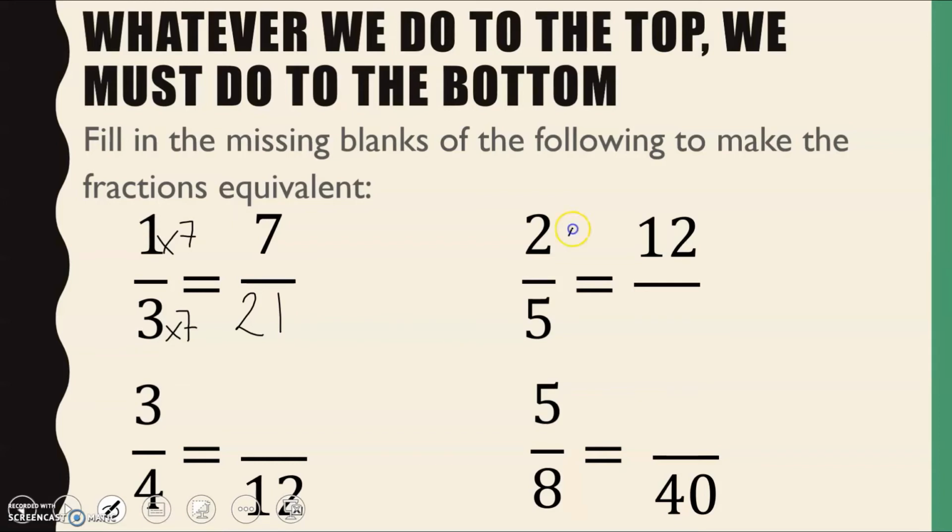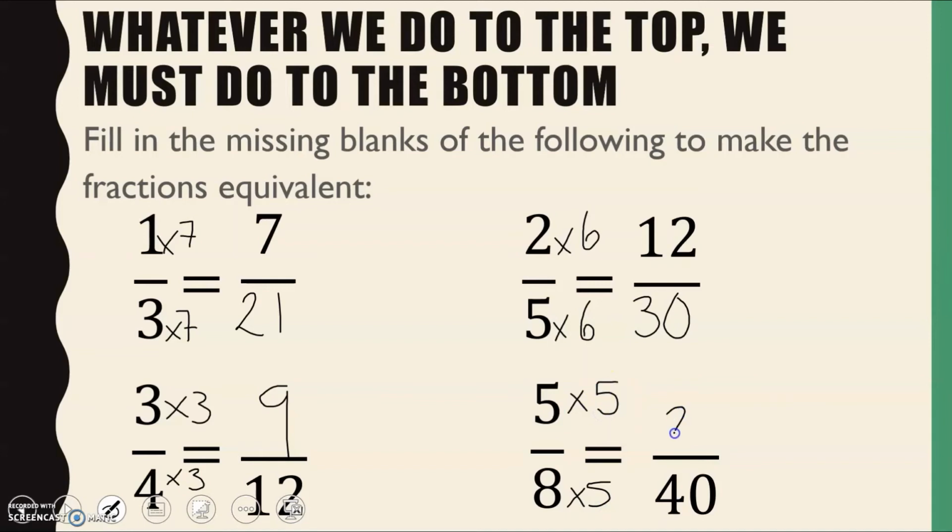For 2 to 12, I would need to multiply by 6. So I need to multiply by 6 in the bottom, and 5 6s are 30. My menu's a bit in the way at the bottom there, but 3/4 is equal to something over 12. Well, I would have had to times by 3 to get from 4 to 12. So times by 3 on the top, so that should be 9/12. And for the last one, 8 to 40, well, I need to multiply by 5. So multiply 5 by 5 to give me 25/40.